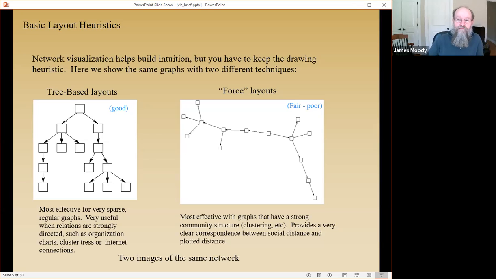But we have way too many people at the top of this tree at Duke, if you ask me.